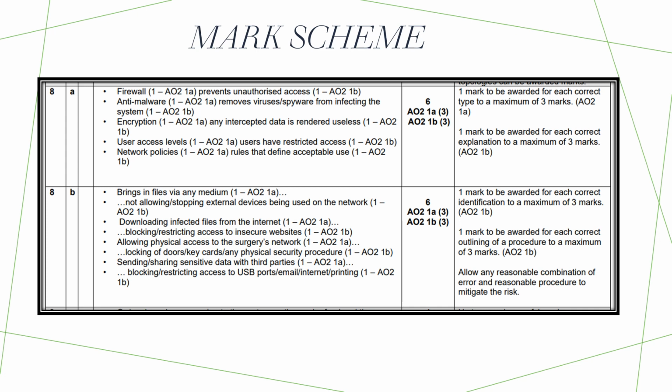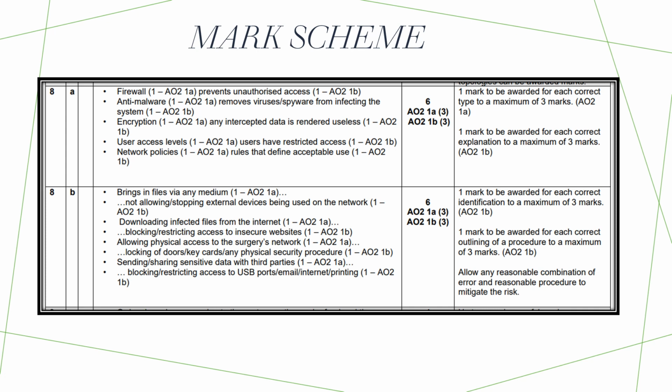For 8B, you could mention any of these things. So bringing in files without permission, so possibly like an external device like a USB stick, downloading infected files from the internet, allowing physical access to the surgery without asking for identification or something, or sending or sharing sensitive data with third parties. For each of these, we need to put an idea for how you would prevent that in the first place.